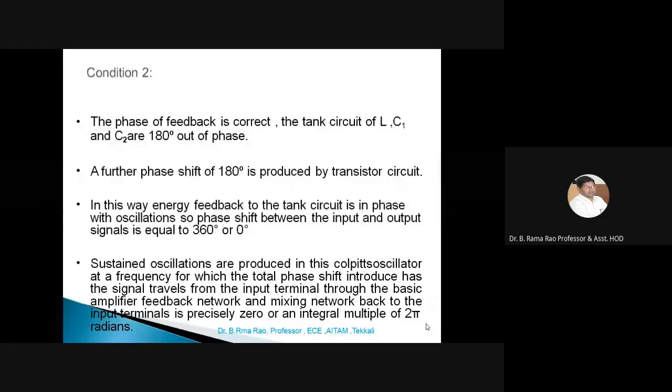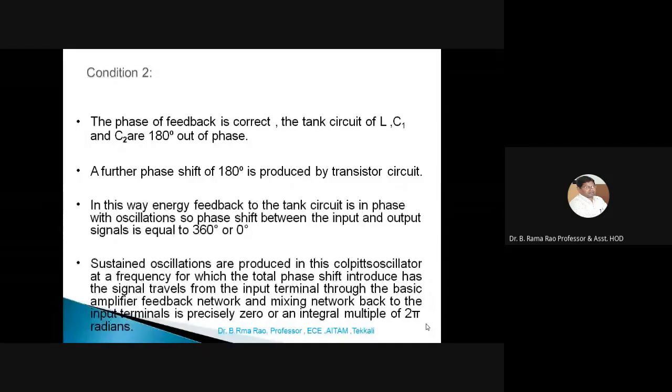Okay. In the tank circuit, we have identified the three terminals. We have kept terminal 3 at ground potential. Due to that ground potential, terminal 1 is positive at any instant. At the same instant, terminal 2 is negative. By that way, we can get 180 degrees out of phase from the tank circuit. And the total phase shift in the closed loop is 360 or 0. We can obtain these two conditions.